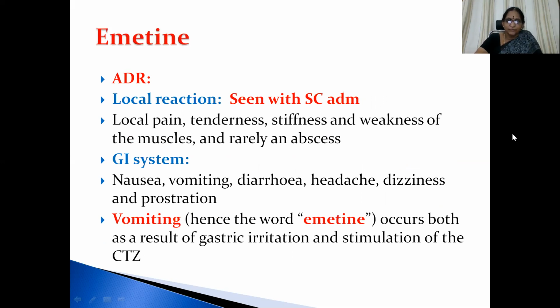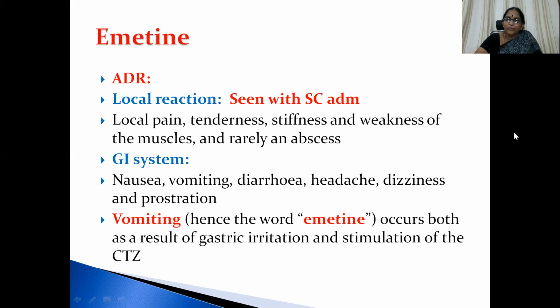Local reactions because of deep IM and even subcutaneous administration: local pain, tenderness, stiffness, and even weakness of the muscles, and rarely an abscess at the site of the injection. And GI system: nausea, vomiting, diarrhea. So you don't need to strain to remember these side effects. Then headache, dizziness, and prostration.